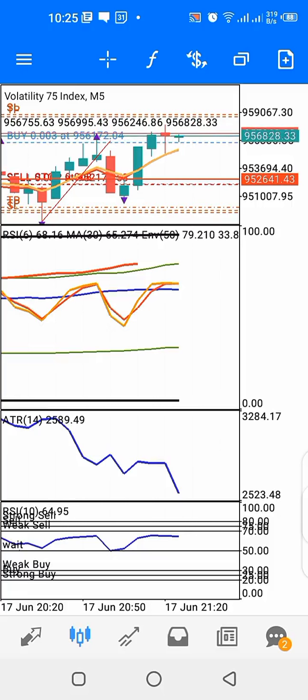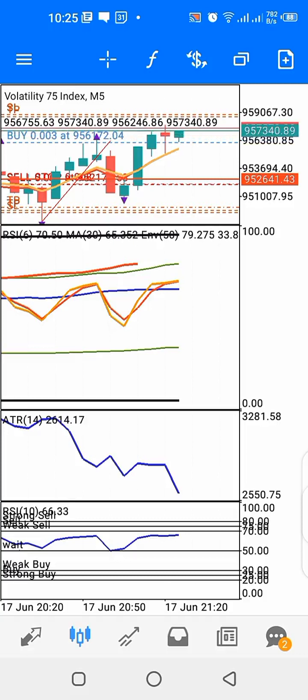Don't forget this strategy is not for small accounts. You do not use a $10 account to practice this strategy or to trade this strategy. The account may blow easily.